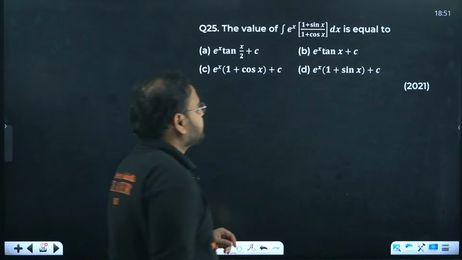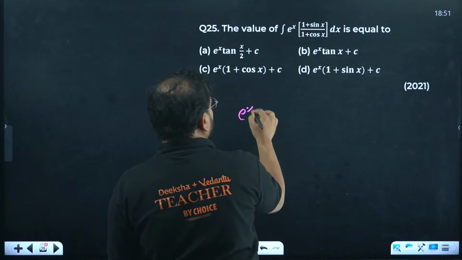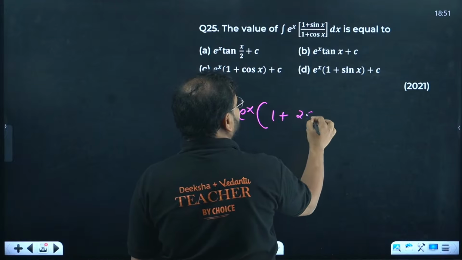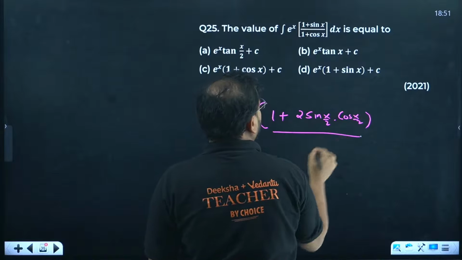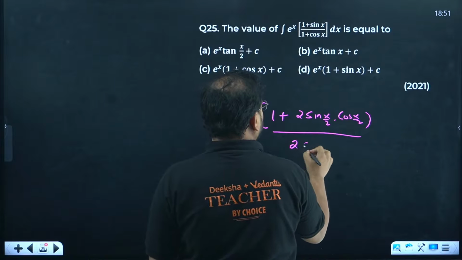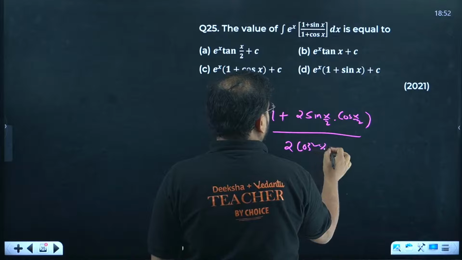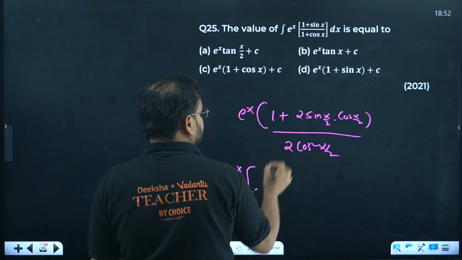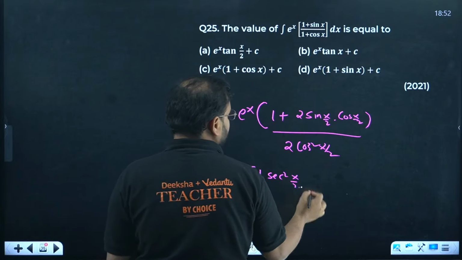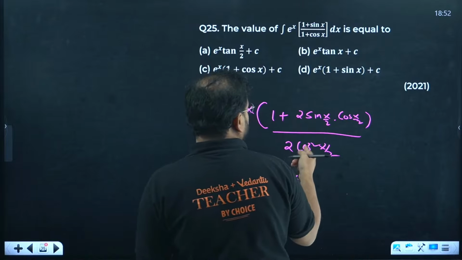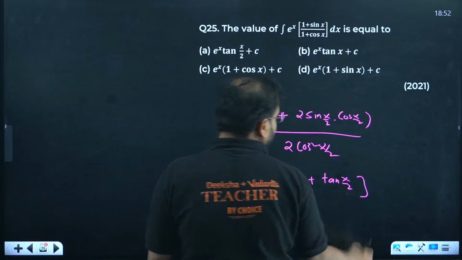Next question. The same property question, same result problem. Okay, e power x outside, 1 plus sin x, write sin x with the half angle formula as 2 sin x by 2 cos x by 2. 1 plus cos x is what? 2 cos square x by 2. Separate the terms. 1 by 2, 1 by cos square, so secant square x by 2. And over here, 2 and 2 cancel, cos and cos cancel, so we have simply tan x by 2.